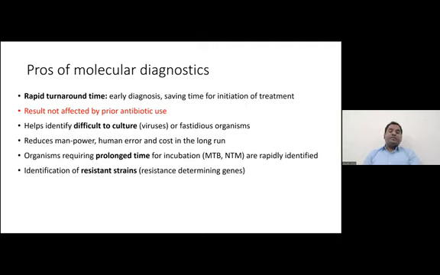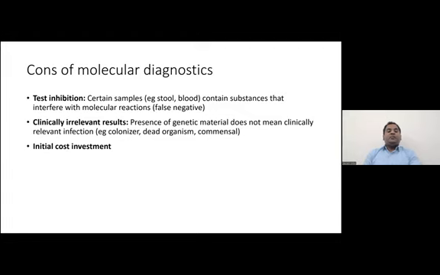So what are the problems with these technologies? One is test inhibition. If you have a sample like stool or blood, then they contain substances that interfere with molecular reactions and may lead to false negative test results. Sometimes you may get a clinically irrelevant result. That is, we identify some genetic material on a molecular test, but the presence of genetic material alone does not have clinical relevance if it is a colonizer or a dead organism.